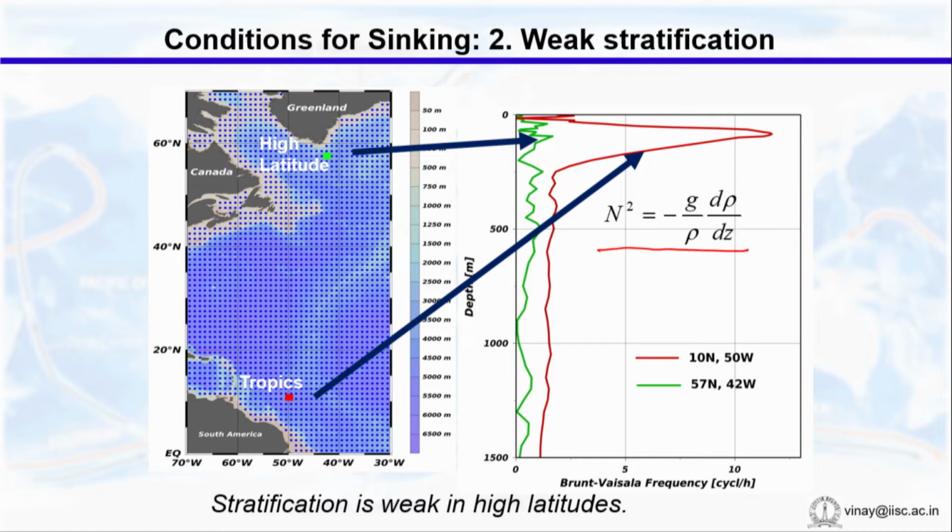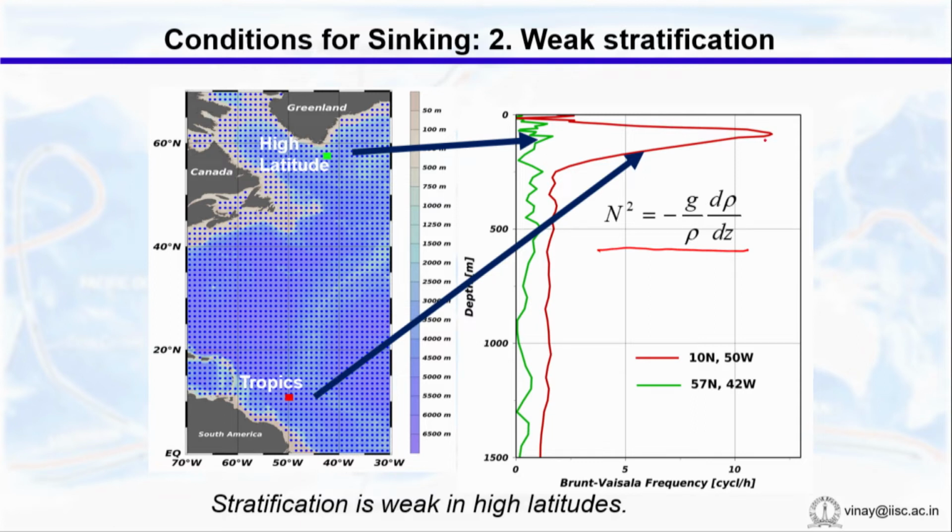This figure compares the stability of ocean water at two latitudes. One of them is tropical, which is shown in red, and the other is high latitude, which is shown in green. The green curve in this figure corresponds to this high latitude location, and the red curve corresponds to a tropical location. This is plotted for a depth of the top 1500 meters of the water column.